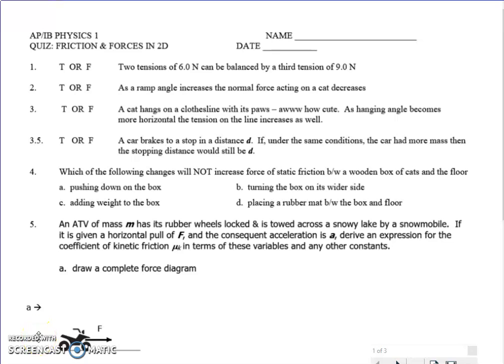Hi all, I'm going to go over the friction and forces in 2D quiz, especially in preparation for the test. Hopefully you can get some feedback and help you move forward if you missed any of the problems on the quiz.